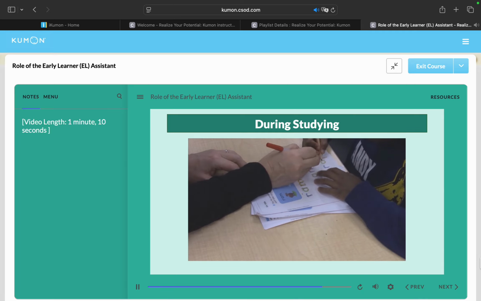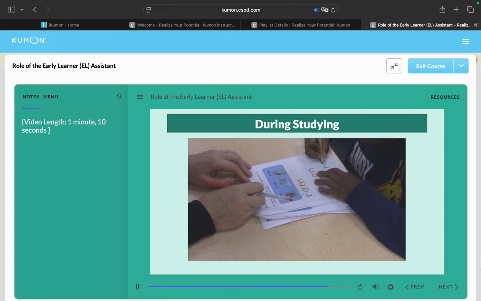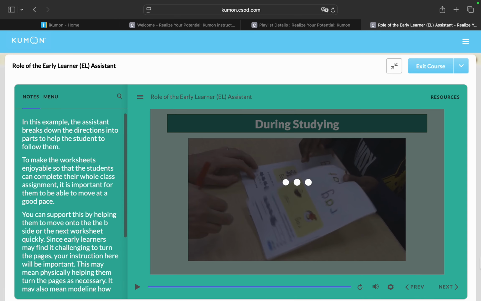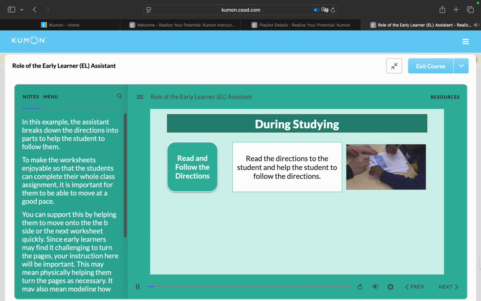Now let's start here, because then you'll have a little. In this example, the assistant breaks down the directions into parts to help the student to follow them.